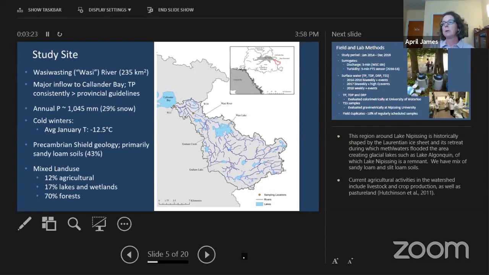We get about 1,000 millimeters of precipitation per year, 30% of which is delivered in snow, so cold winters. We're located on the Precambrian Shield geology. This region around Lake Nipissing is historically shaped by the Laurentide ice sheet and its retreat, during which meltwaters flooded the area, creating glacial lakes such as Lake Algonquin, of which Lake Nipissing is a remnant. And we have a mix of sandy loam and silt loam soils. We have mixed land use, about 12% agriculture, 17% lakes and wetlands, with some considerable lake sizes in the watershed itself, and 70% forest.